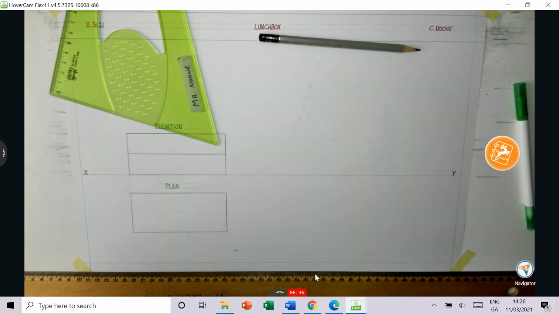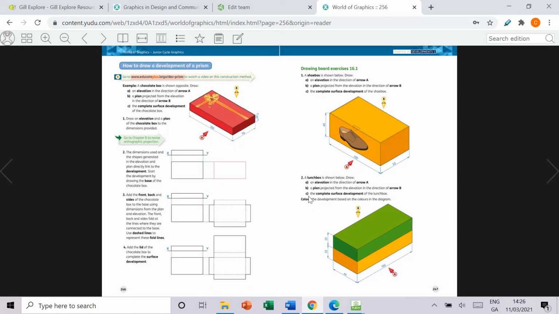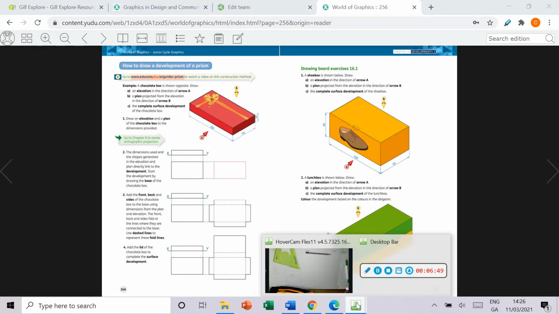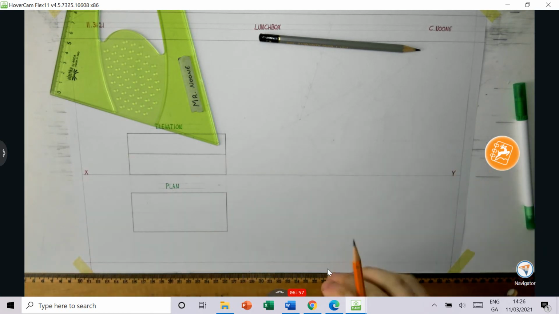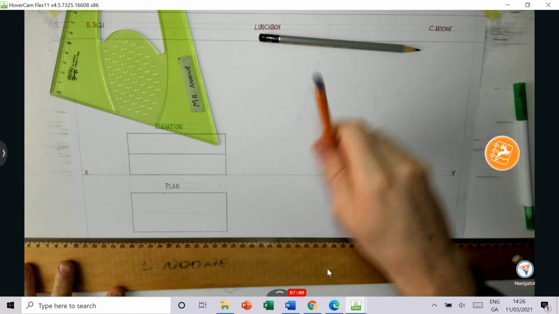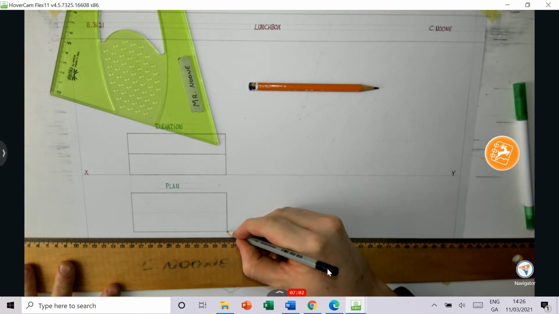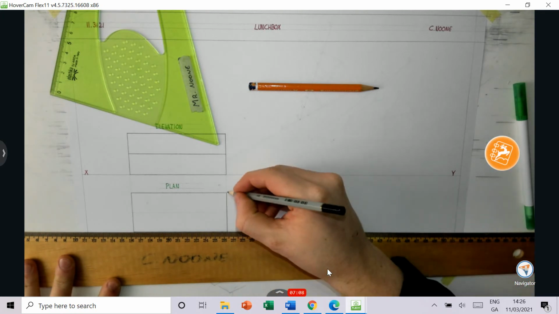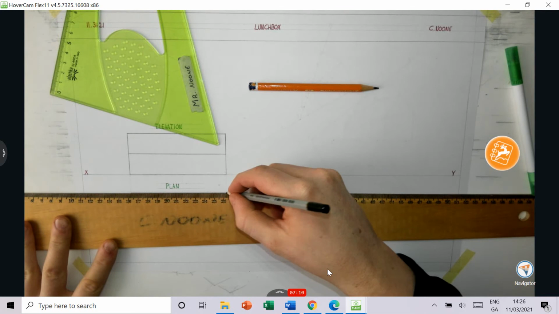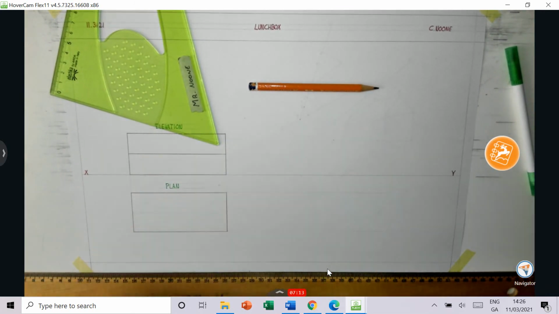Okay, so step 3 then is to complete the surface development of the lunchbox. So similar to the steps given over here, we have to complete the surface development. To do that, I'm projecting from the plan over to the left. So with a construction line, I'm taking the height of the plan as I look at it and projecting it over to the right, sorry.